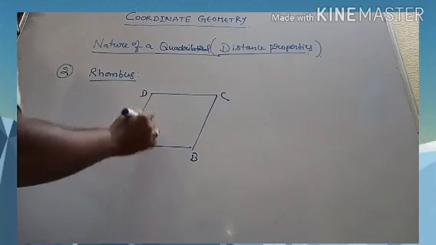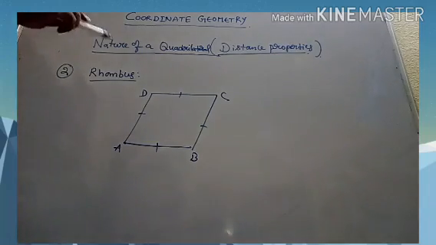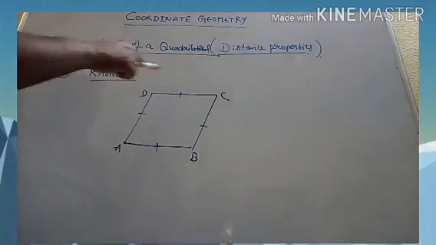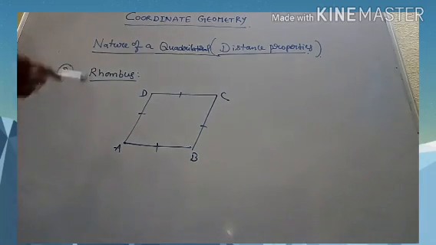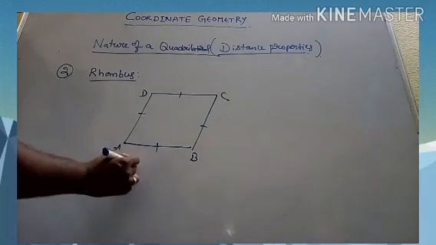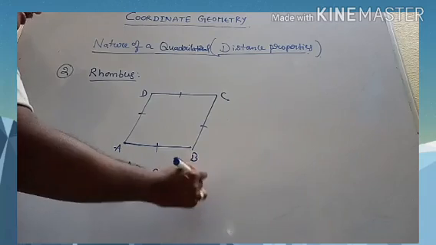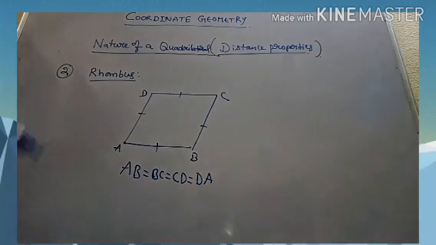If all four sides are equal, and you prove that using only the distance formula, you know how to find the distance between the vertices: AB equals BC equals CD equals DA. Then you can say that it is nothing but a rhombus, right? If you prove all these sides are equal, then it is enough to say that it is a rhombus.